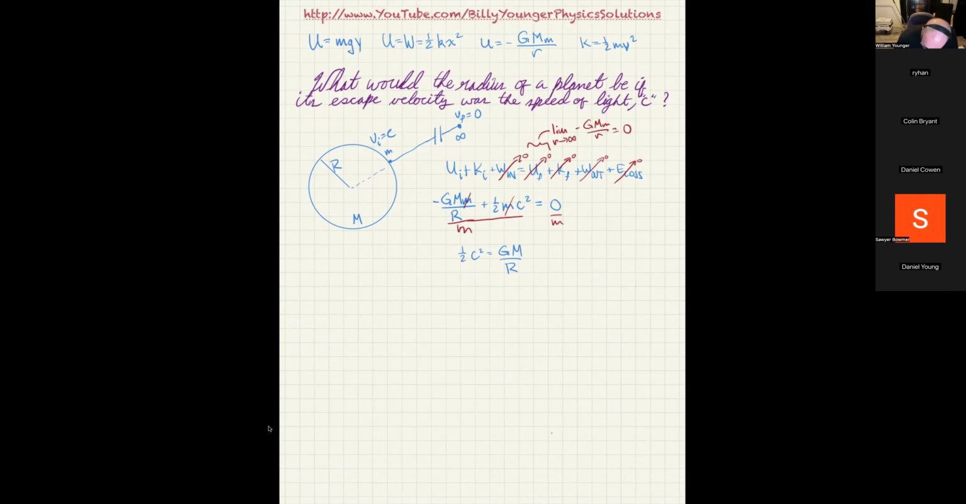So, with that in mind, we get that r, the radius of the planet, is going to have to be 2GM over c squared. So, that is the radius that the planet would have to have. And in fact, that's called the Schwarzschild radius.